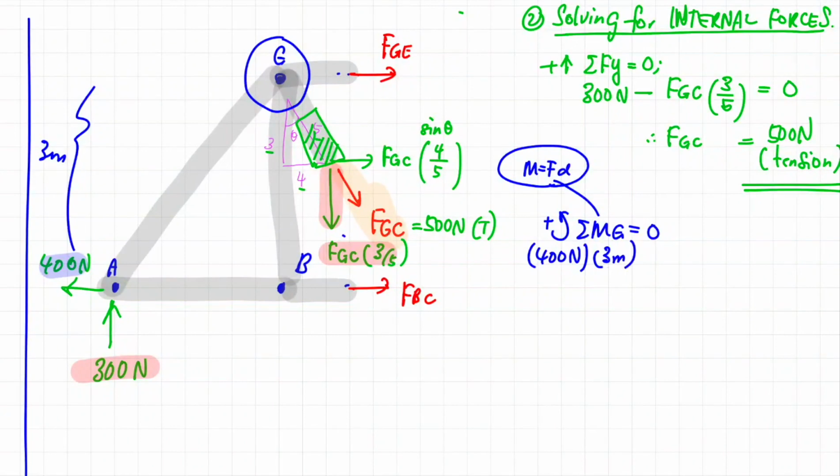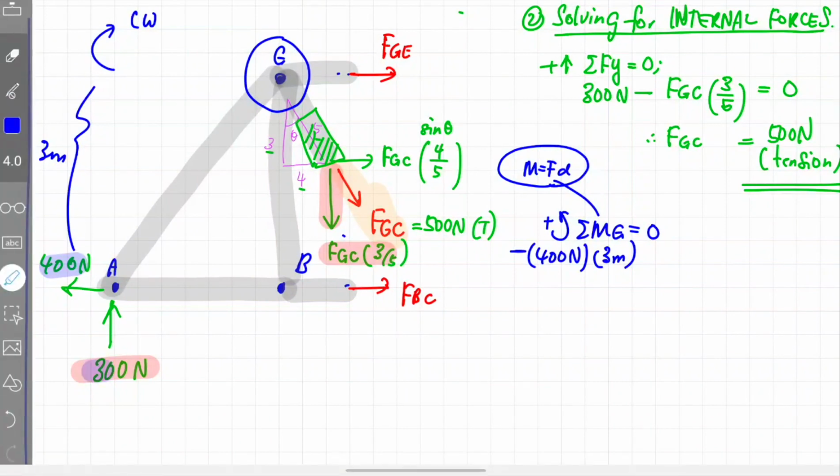Refer to the original diagram. If you draw an imaginary circle around point G, then you will see that this line of force will create a clockwise kind of moment. So, therefore, our magnitude will become negative.